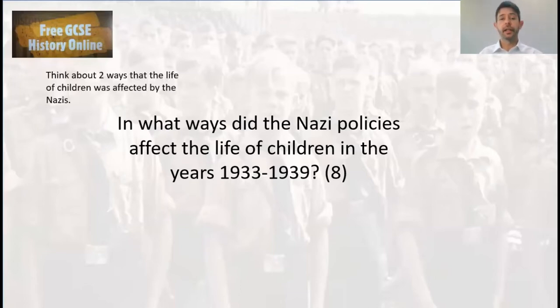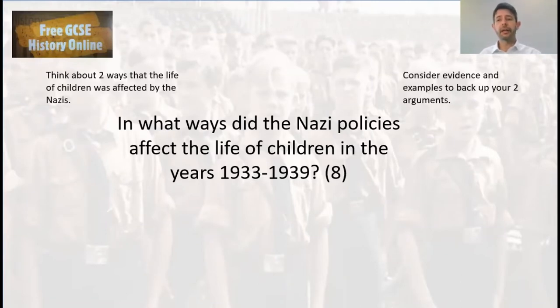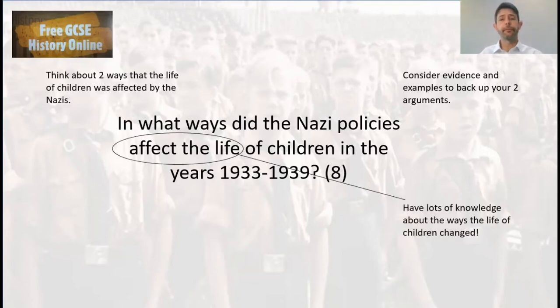But firstly, we've got to think about 2 ways that the life of children was affected by the Nazis. We need 2 different paragraphs. We know we need to explain 2 different ideas, either in 2 different paragraphs or one big chunk of information, but we need to explain 2 ideas. So we need to consider how we're going to back up these ideas with examples. So we need to know our knowledge. We need to have some factual ideas and content we can talk about. We need to have lots of knowledge about how it affects people's lives.